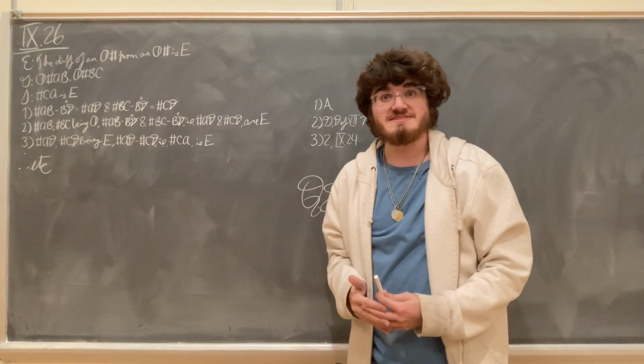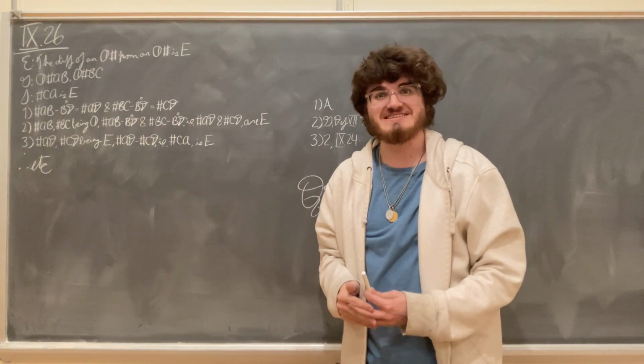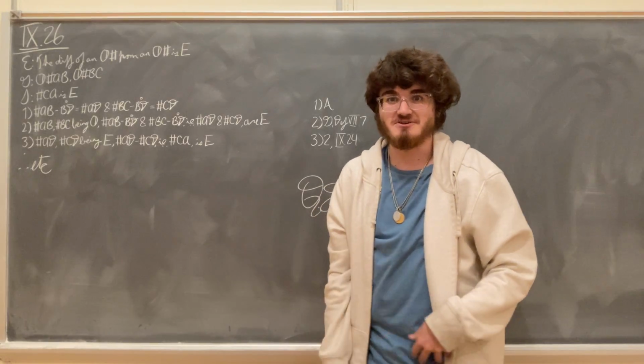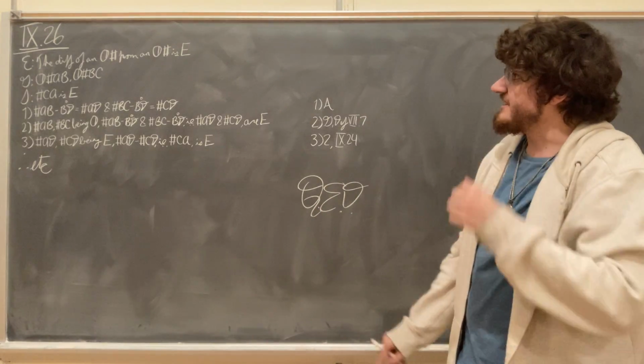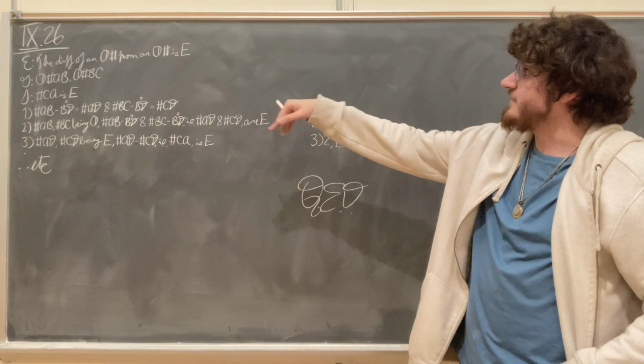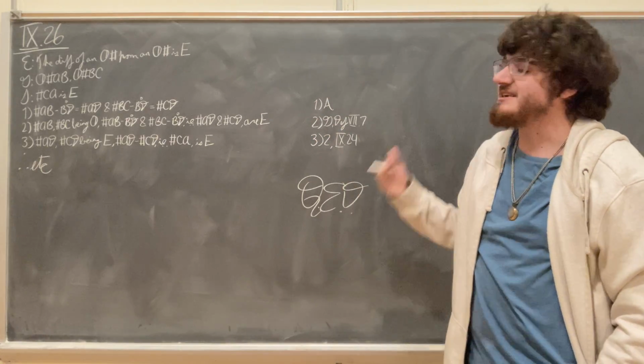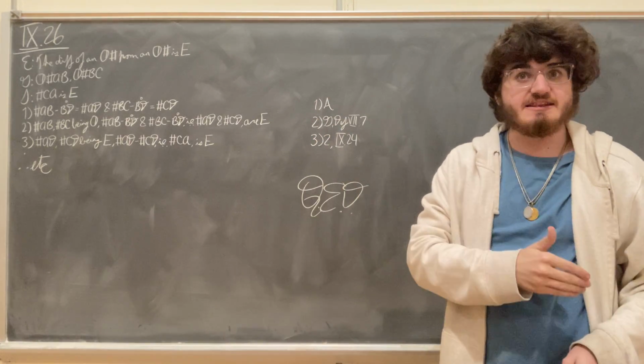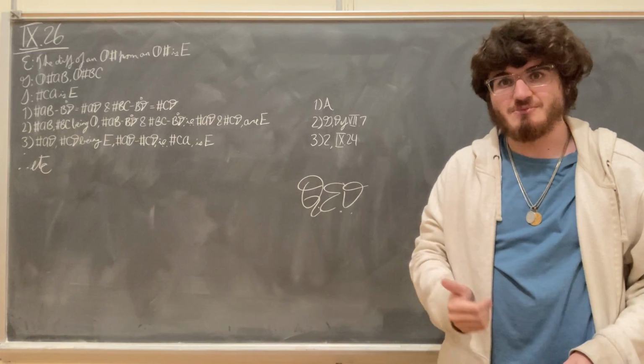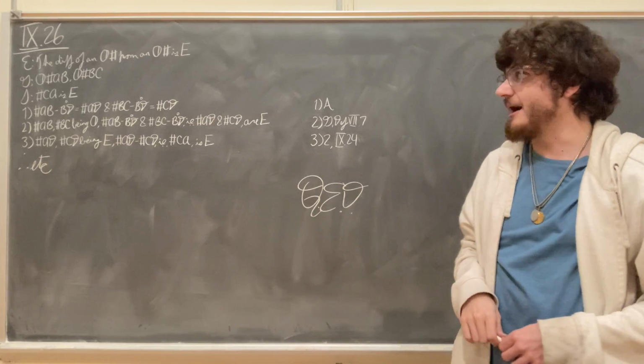Hello. This will be a demonstration of Proposition 26 from Book 9 of Euclid's Elements, which says that the difference of an odd number from an odd number is even. Or in other words, an odd number minus an odd number makes an even number.